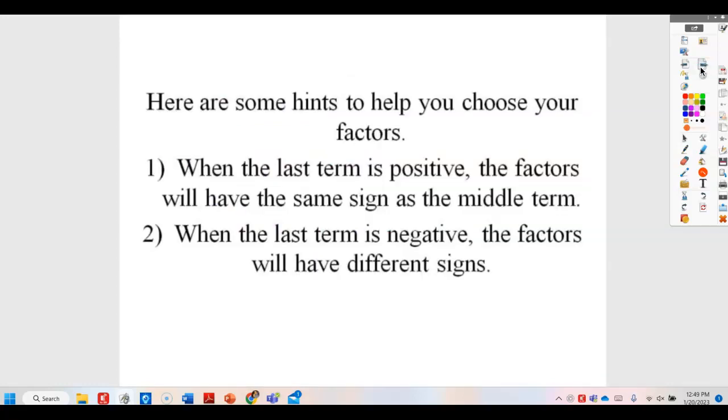So here are some hints to help you when you choose. You want to look at the last term. If the last term is positive, then the 2 terms in the middle are going to give you the sign, and they are going to be the same. So if the middle term is negative, both factors are negative. If the middle term is positive, both factors are positive. If the last term is negative, then your factors must have different signs.